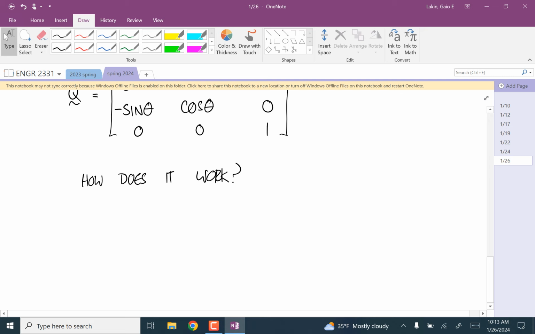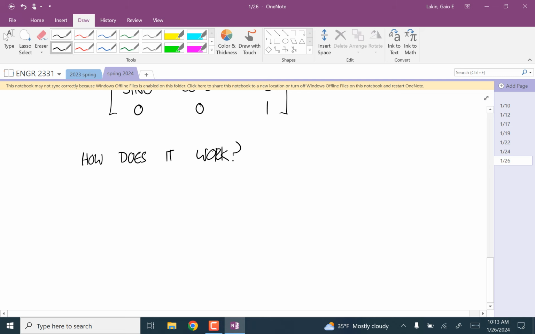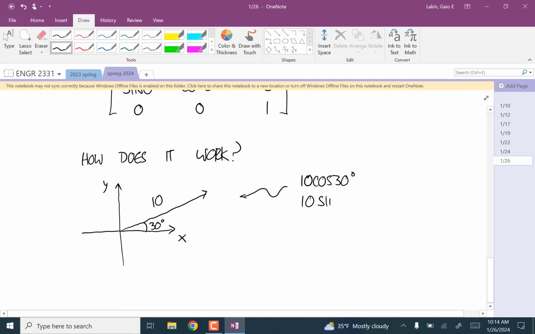Okay, so let's say we have this vector. It has a length of 10 and makes an angle of 30 degrees. And in this coordinate system, we know that this is going to be 10 times cosine of 30, 10 times sine of 30. So this comes out to be 8.66, 5, 0.